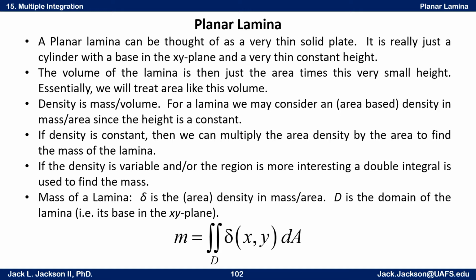So the density, remember in general, is mass per volume, for example kilograms per cubic meter. For a lamina, we may consider an area-based density in units of mass per area, since the very small thickness of the plate is constant, and we can basically ignore that. So if density is constant, then we can just multiply the area density by the area to find the mass of the lamina. And if the area is easy to find, that works out just great.